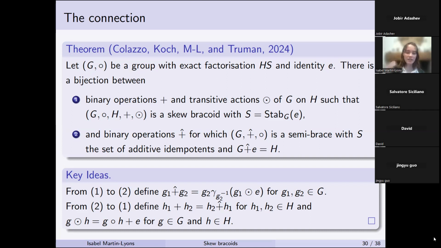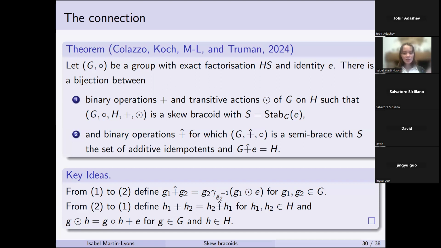So a bijection between this and binary operations plus hat, for which G plus hat circle is a semi-brace with S, the set of additive idempotents, E is what I've been calling it, and G plus hat E equal to H. So group part H and idempotent S. So the main ideas of the route, let's say.